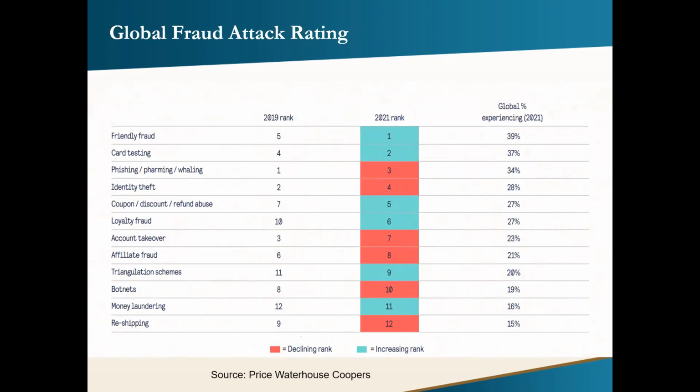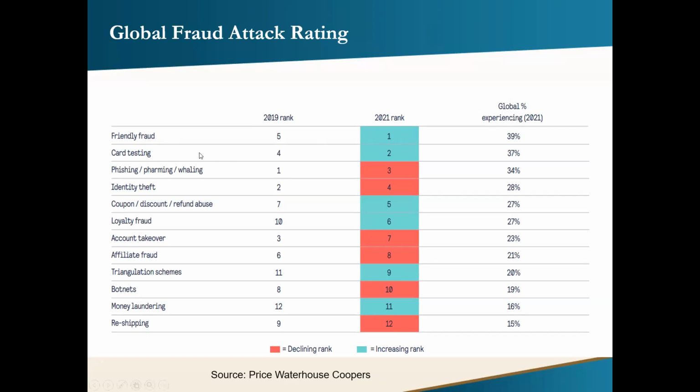So what you're seeing here is some statistics, also from PricewaterhouseCoopers, and what you have here is a rating of trending fraud methodology. As you can see, number one on the list, just like I mentioned earlier, is friendly fraud. In 2019, it was rated 5th, but by 2021, it rose to number 1 as the most notorious methodology for defrauding organizations.